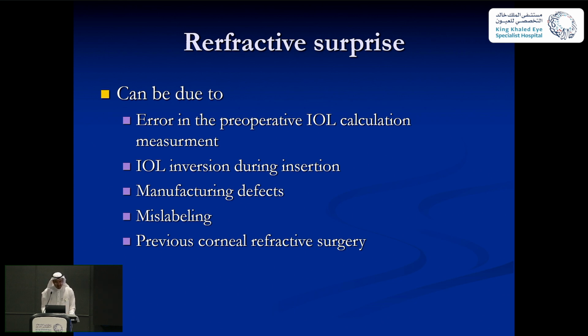And IOL inversion during the insertion, so the IOL becomes upside down. As you know, there is angulation of the haptics to the optic. If this angulation is reversed, the effective position of the lens will change inside the eye, and this can give rise to refractive surprise. Manufacturing defects have to be kept in mind, mislabeling, or previous corneal refractive surgery, and this needs a lecture on itself, and how it gives refractive surprise.